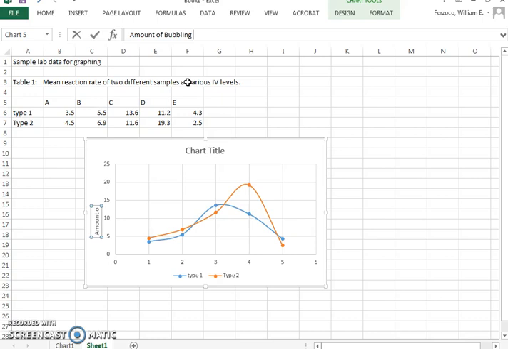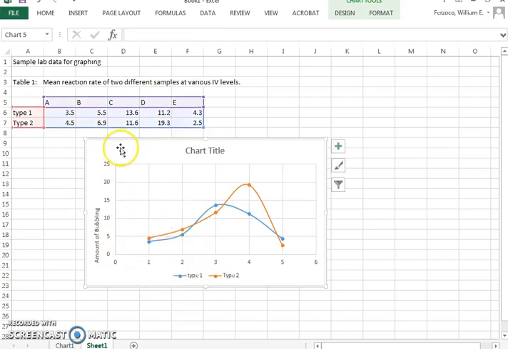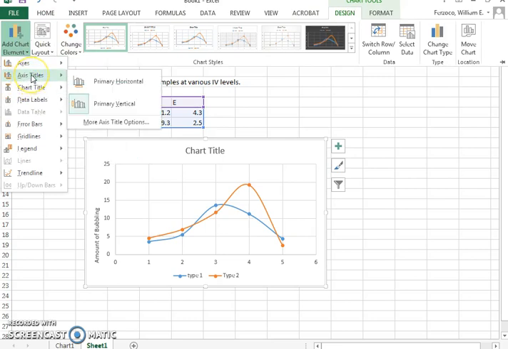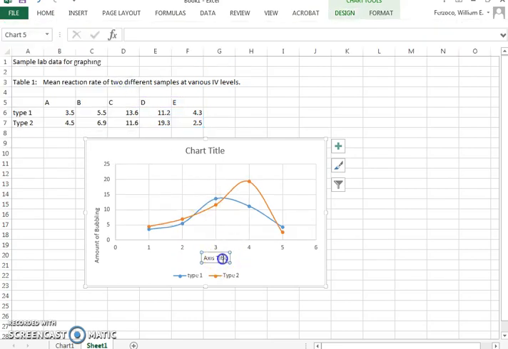But almost all the time you would have, if this was the rate of the reaction or something like that, you would want to have the units that go there. If it was the distance traveled, some type of unit for that. But that's what we had as the average amount of bubbling, which we can click, and that comes in. And then we can do the same, again, design, chart elements, axis titles. We can do the horizontal, and let's put this as, maybe we could talk about pH level or something like that. Okay, pH.